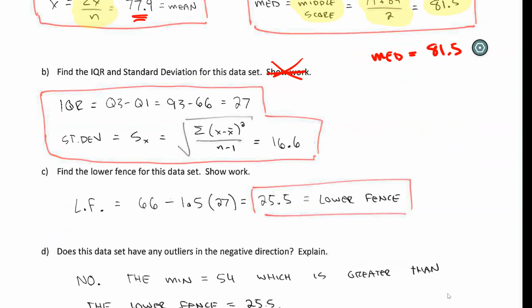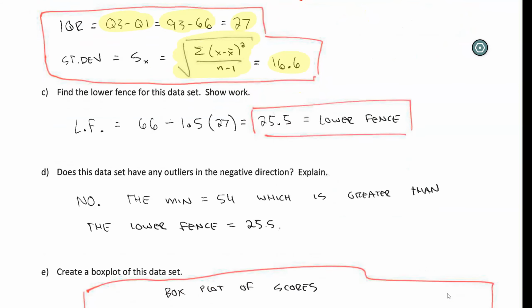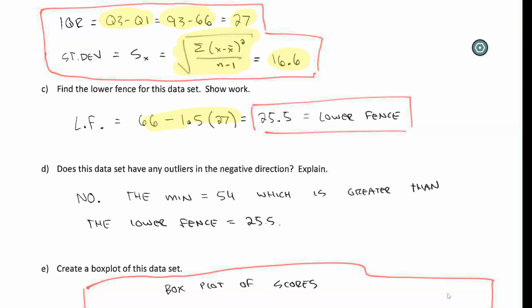IQR, show your work. I doubled up here. Give this, you're okay. Give this, you're okay. One of the two, and the answer. Standard deviation, I definitely didn't do this by hand. So for sure, the way to show your work for this is to just write down that formula. Okay? So just copy down the formula and then use your calculator to write down the answer. Lower fence, work, answer.